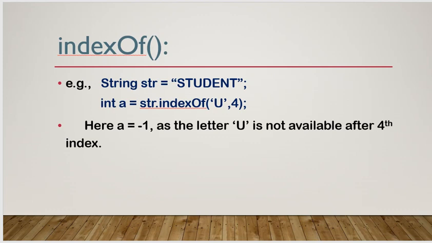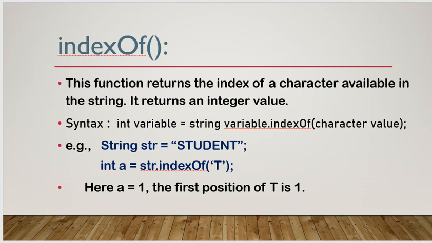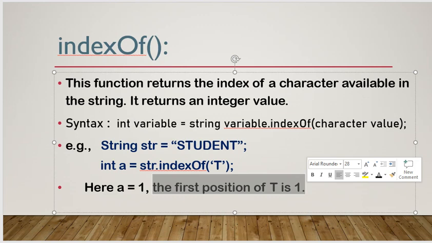So for the first example, we have declared a string str and initialized it with the value student, and we are finding the index of t. As we can see, in this string value student, the character t appears twice, and the function indexOf finds the first occurrence of the character. So if we count, the first occurrence of t is at index 1. So obviously it returns the first occurrence of the character, that is 1.